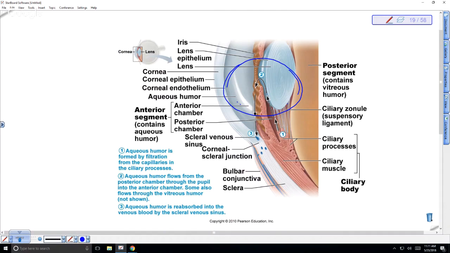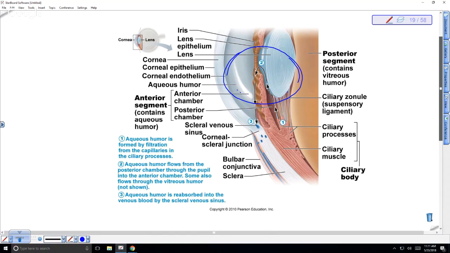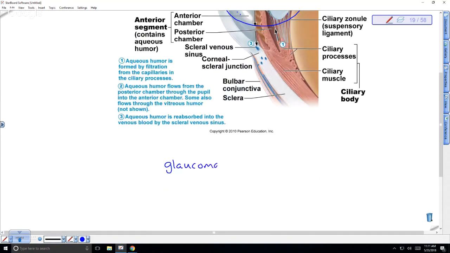So what eye disease is caused by having too much fluid in the anterior segment? Anybody want to take a guess? What is an eye disease that is associated with diabetes? If you have diabetes, you're much more likely to get this. It's glaucoma, yes. Glaucoma is too much aqueous humor, and they say that you have high intraocular pressure.